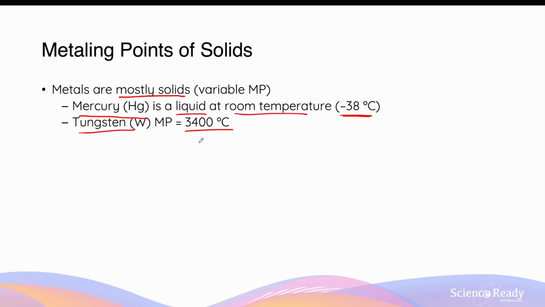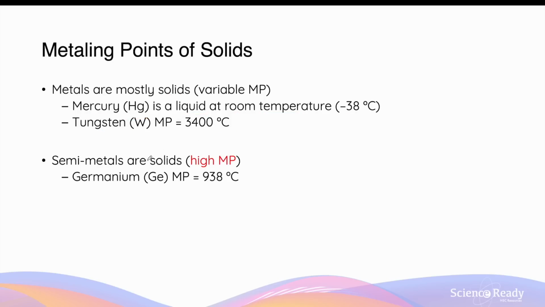This is primarily because metals, although they all form metallic lattice structures, the organization and the strength of attraction within these metallic lattices vary quite a lot, depending on the metallic element itself. Semi-metals are solids at room temperature, and they consistently have relatively high melting points. For example, germanium has a melting point of almost 1000 degrees Celsius. So there's lesser extent of variation in melting point of semi-metals compared to metals.